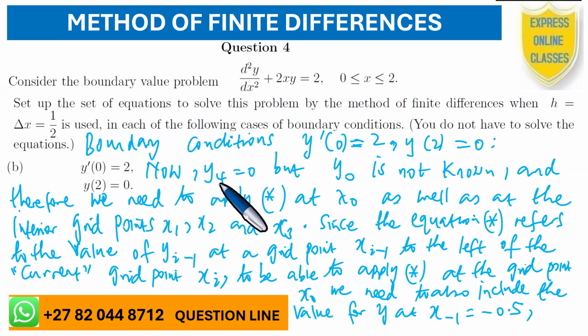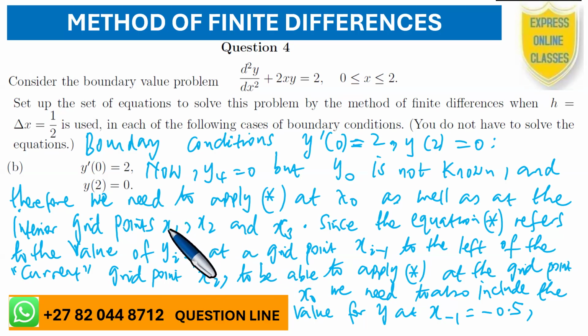Now we note that at this point, y4 becomes 0 here. But y0 is not known, and therefore we need to apply star. We have got star. We shall just rewrite it again, at x0 as well as at the interior grid points. Right. To get y0, you need to apply star at x0, as well as at the interior grid points, because if we have the interior grid points, we then have the result we have. Good. Okay, my goodness. We continue.